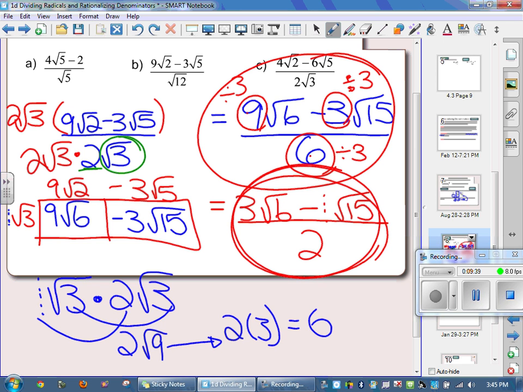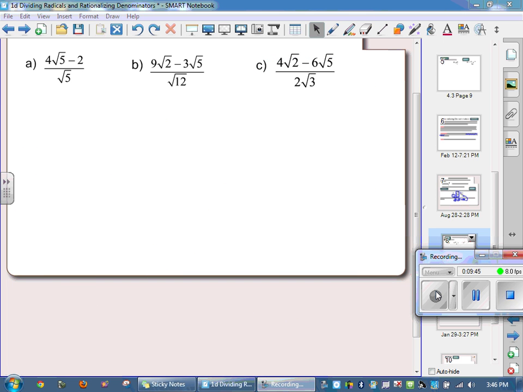Okay, let's move on to section B here. That was letter B. So we're going to do letter C now. Sorry. So let's take a look at letter C. Everything is in simplest form when I take a look at them. They are all broken down. So my bottom is broken down. I'm just going to multiply both my top and my bottom by root 3. Okay, I need to multiply top and bottom.